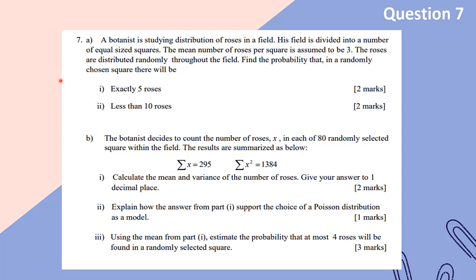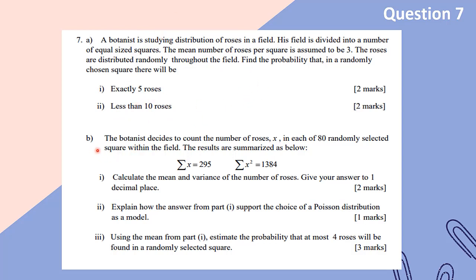Okay, for the last question, question A, a botanist is studying distribution of roses in a field. His field is divided into a number of equal sized squares. The mean number of roses per square is assumed to be 3. So here we have mean 3 per square, so this is a Poisson distribution. We want to find the probability that in a randomly chosen square there will be exactly 5 roses, and less than 10 roses. So that is for question A, Poisson distribution.